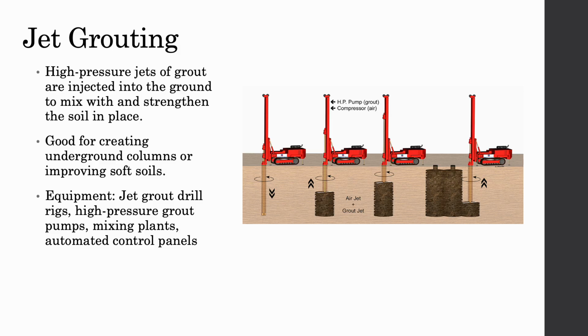Jet grouting is a high-pressure technique where jets of grout are injected into the soil. The grout then mixes with the in-place soil and hardens to form columns or blocks that improve stability and reduce permeability. This is great for reinforcing soft soils or creating vertical barriers. The main equipment includes jet grout drill rigs, high-pressure grout pumps, and mixing plants. Automated control panels are often used to monitor pressure and flow in real time for precise treatment.